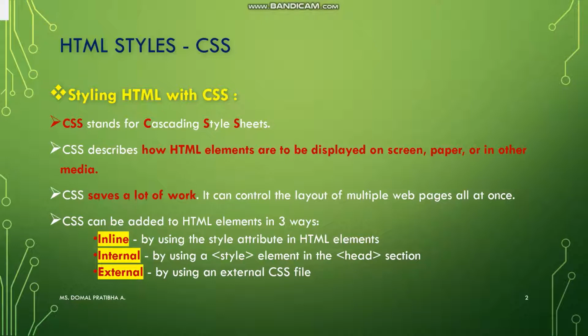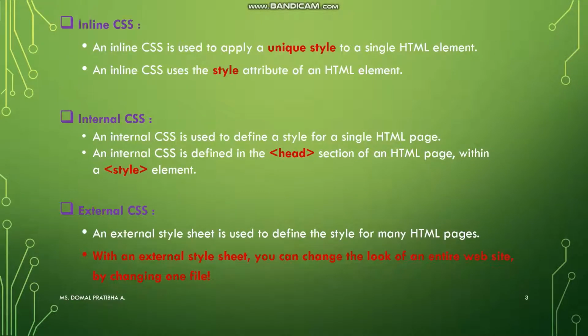CSS can be added to HTML elements in three ways. Inline, by using the style attribute in HTML elements. Internal, by using a style element in the head section. External, meaning by using an external CSS file. The most common way to add CSS is to keep styles in separate CSS files. We will see in detail.